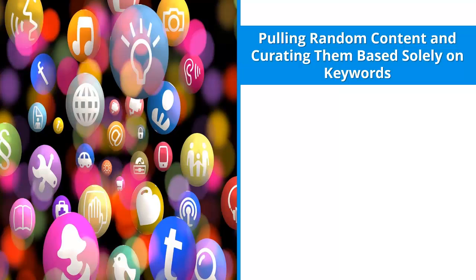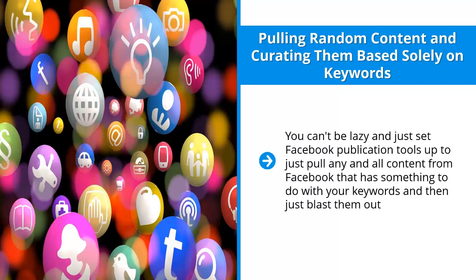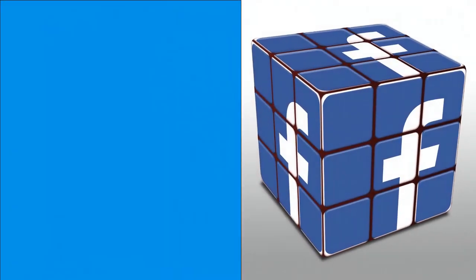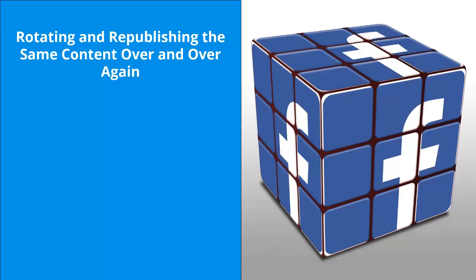Pulling random content and curating them based solely on keywords. You can't be lazy and just set Facebook publication tools up to pull any and all content from Facebook that has something to do with your keywords and then just blast them out. You're just spamming when you do that. You have to be very deliberate and careful regarding the kind of content, whether curated or not, that you will associate with your brand.